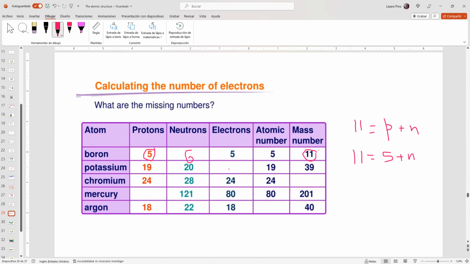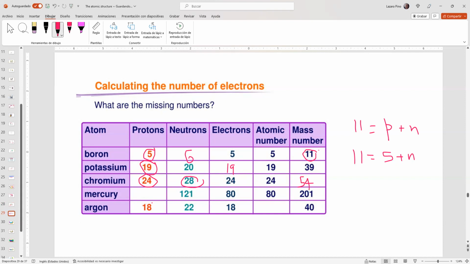In this case, I am trying to find out the number of electrons for potassium. Well, you know that the atom is neutral, so the number of protons is equal to the number of electrons. In this case, we need to know the atomic mass or mass number. Well, it is protons plus neutrons. Then it will be 54.